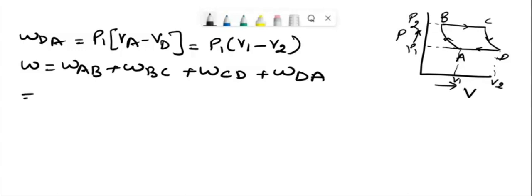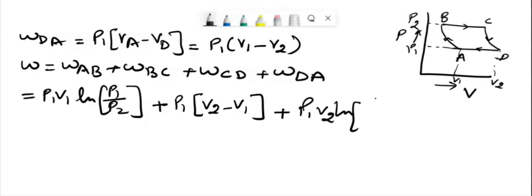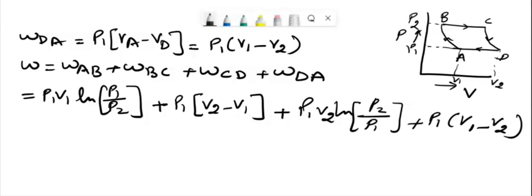Putting the values which we have calculated: P1 V1 ln P1 by P2 plus P1 times V2 minus V1 plus P1 V2 ln P2 upon P1 plus P1 times V1 minus V2. Now let's see what the common values are. How can we further solve it? This will be like this.